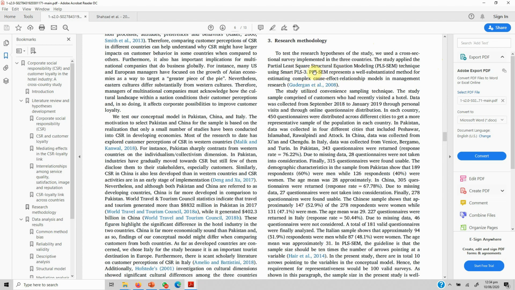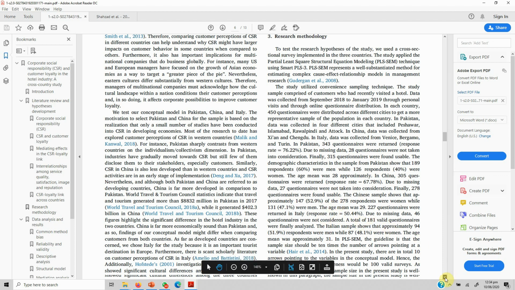They were tested using this particular software. This sampling technique was used. The data was collected from September 2018 to January 2019 through personal visits and through online questionnaire distribution. And since we collected data from different countries, we reported how many questionnaires were distributed, how many were returned, how many were useful, the response rate in each country, and a bit about demographics.